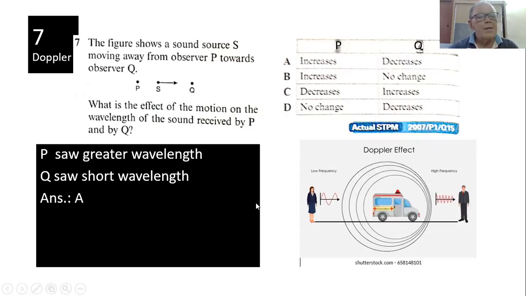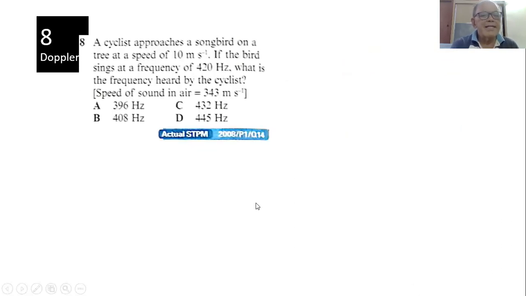Okay, good. Number 8. A cyclist approaches a songbird on a tree at a speed of 10 meters per second. If the bird sings at a frequency of 420 hertz, what is the frequency heard by the cyclist? Okay. What's the answer?